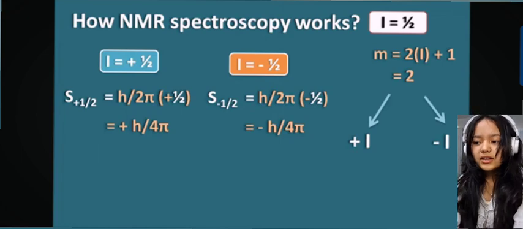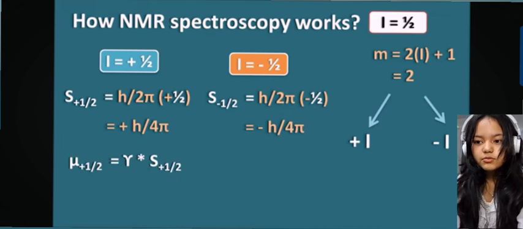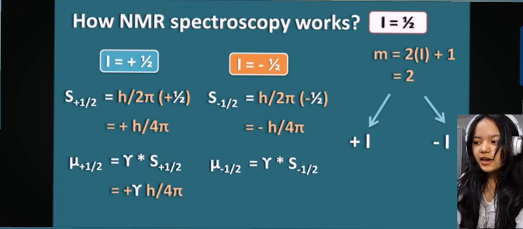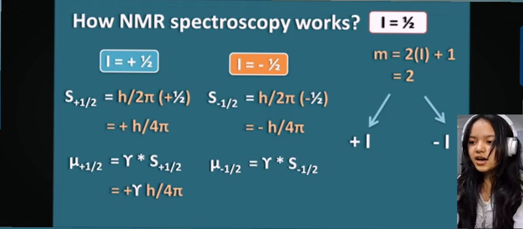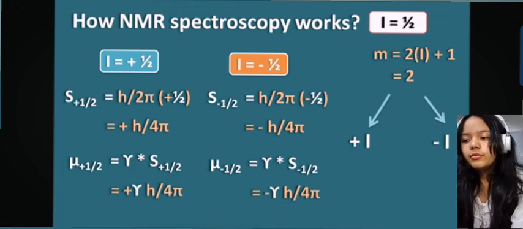Similarly, we can also define the magnetic momentum. The magnetic momentum of the plus half spin state is mu plus half equal to gamma into S plus half, where gamma is the gyromagnetic ratio. When we substitute S plus half, it will be gamma h by 4 pi. We should remember that for the plus half part, we have plus as the sign for both of them. And for minus half, after substituting, we get minus gamma h by 4 pi. Again, the magnetic moment is equivalent in magnitude but opposite in sign.